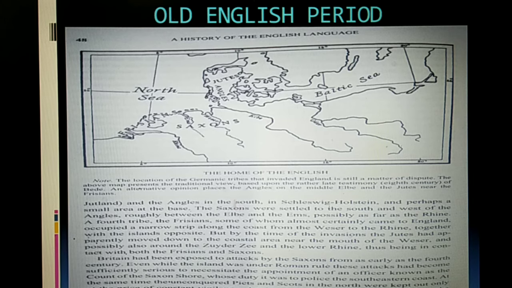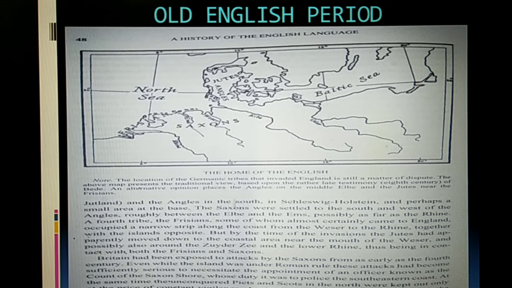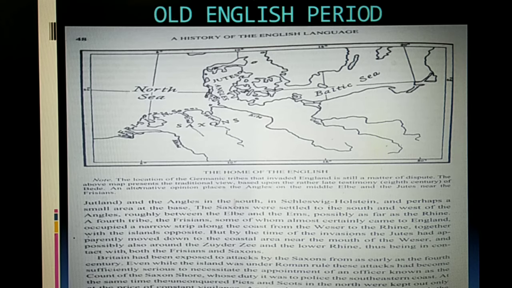A fourth tribe, the Frisians, some of whom almost certainly came to England, occupied a narrow strip along the coast from the Weser to the Rhine, together with the islands opposite. By the time of the invasions, the Jutes had apparently moved down to the coastal area near the mouth of the Weser and possibly also around the Zuider Zee and the lower Rhine, thus being in contact with both the Frisians and the Saxons. Britain had been exposed to attacks by the Saxons from as early as the 4th century.